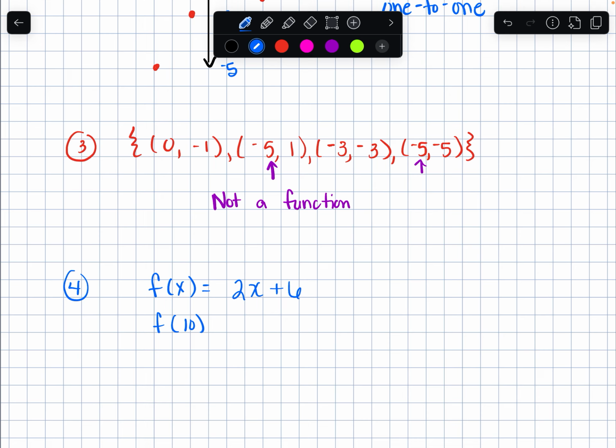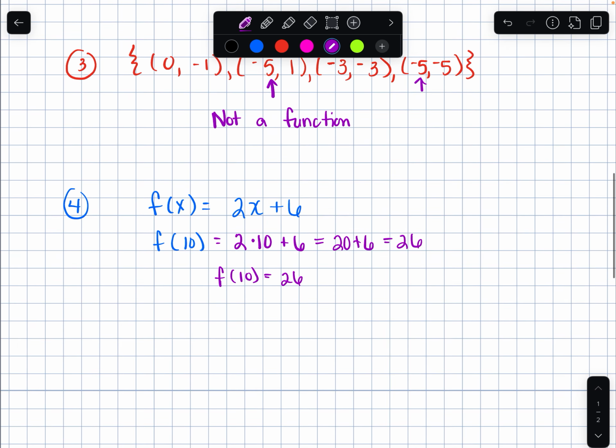And remember, that does not mean multiplication. That's its name. It's saying, hey, let's find the value of the function. And x happens to be 10 in this one. So all you're going to do is substitute 10 in, 2 times 10, and then plus 6. And then just work it out. 2 times 10, of course, is 20, plus 6, or 26. If you want to be super mathematically correct, we're going to write it as f of 10 equals 26. So that's pretty easy. Just plugging it in and multiplying and adding or whatever. That's number 4.